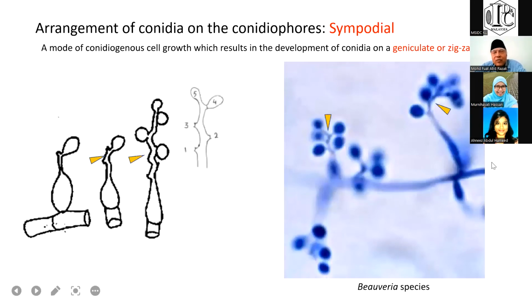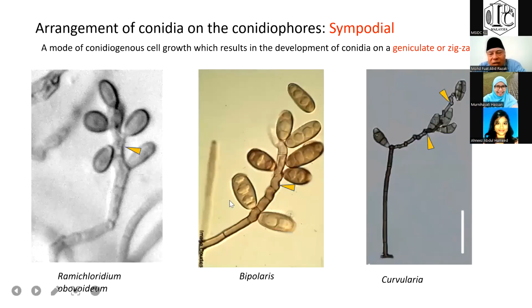We can see this sympodial conidiophore here also in Beauveria species. This is the conidiophore. See how the tips of the conidiophore elongated and it formed conidia, but you can see here it's in the form of zigzag rachis, or we call it geniculate. So this is sympodial. This is what we call a geniculate conidiophore. Okay, and these are three more examples of geniculate conidiophore. See, this is the hypha. This is the conidiophore. This is still a conidiophore, but this part is geniculate. This one is straight. Okay, in Bipolaris too.